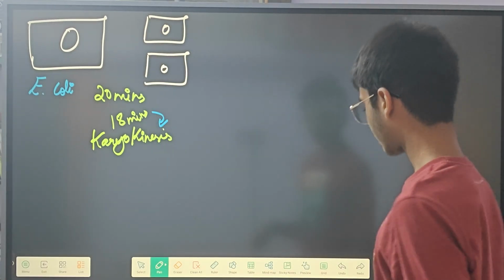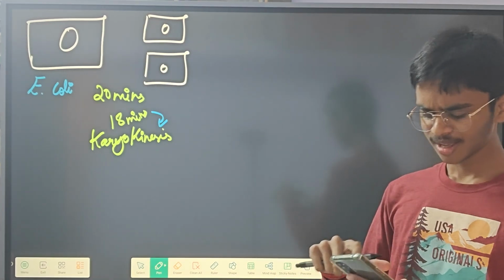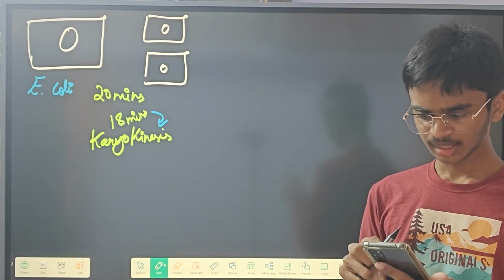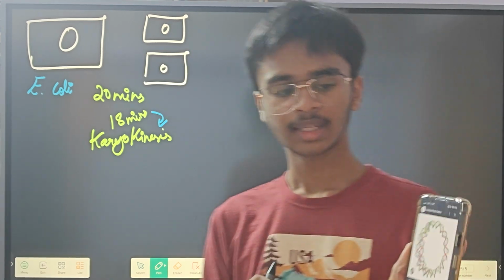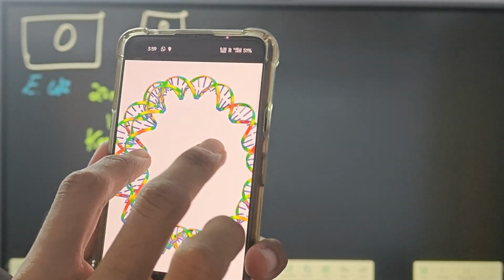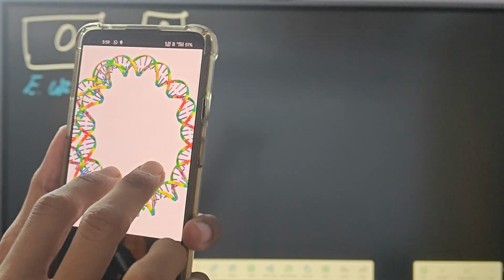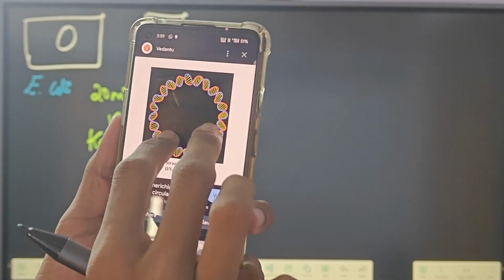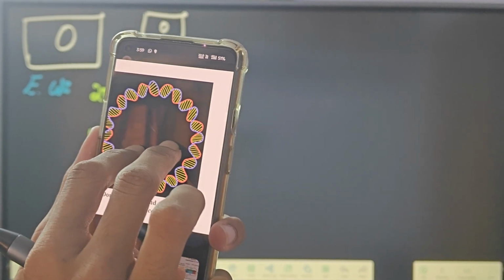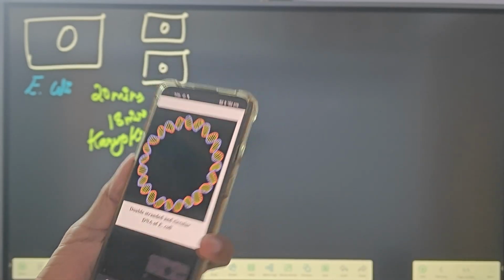Since you all have to get one important idea about this circular DNA, I am showing it over here. Like this only it is going to be. Well, I can edit it, but I don't have the patience to edit it all. So just look at it. Like this only it is going to be.